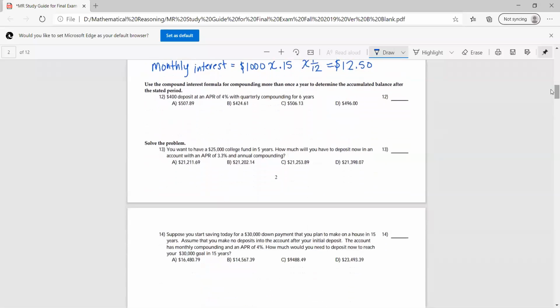Number 12 says, use the compound interest formula for compounding more than once a year to determine the accumulated balance after the stated period. Okay, so we've got A is equal to the principal, 1 plus our APR, divided by N. Remember, N is the number of times it happens per year. And then we're going to raise that to the number of times it happens per year times the number of years it happens.